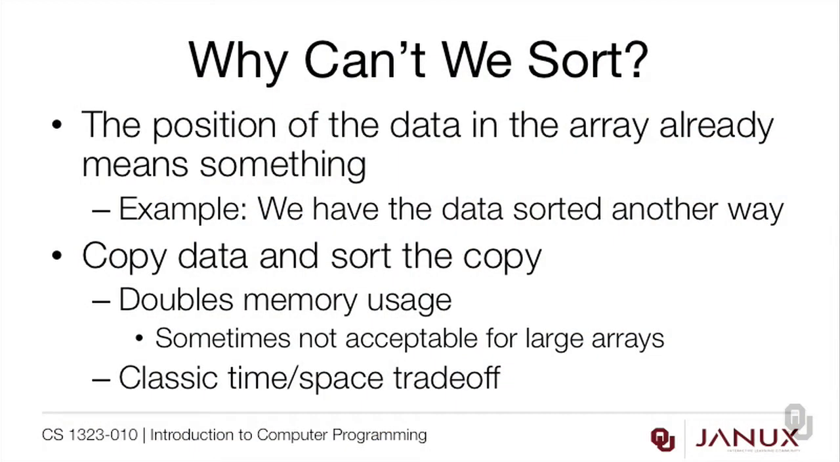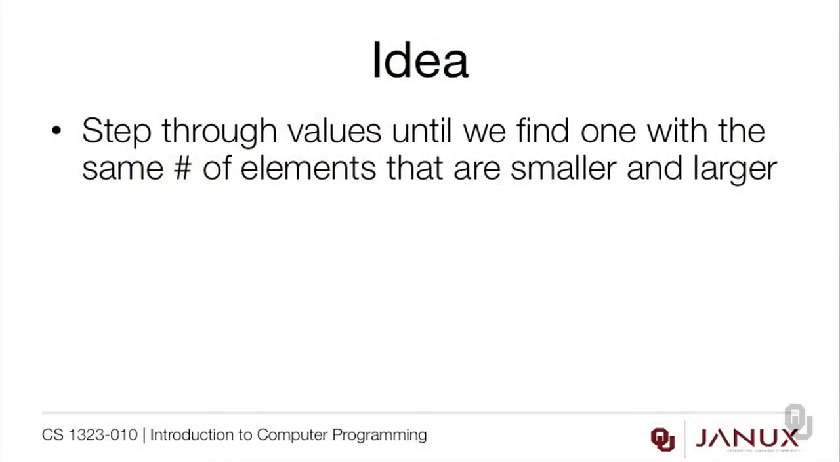This is a classic time-space trade-off problem, by the way, where we're having to exchange spending more time computing something to save a little bit of space in the memory. Sometimes those problems happen, sometimes they don't. Sometimes you can find solutions that are good for both time and space just by thinking a little bit more about your algorithm. Here's the idea. We're going to step through the values until we find one with the same number of elements that are smaller and larger. That value is the median.